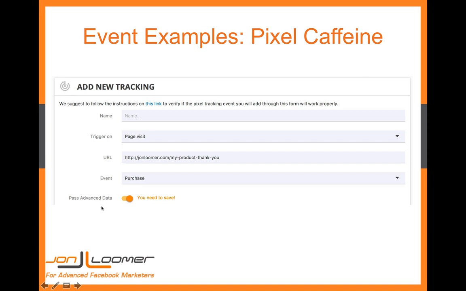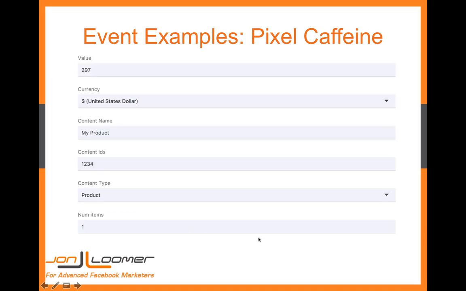You can then pass advanced data. If you click on that, you can tell Facebook, okay, it's also going to be a $297 value, the name of the product is this, the product ID is this, it is actually a product, and they bought one item. So that's instead of you going in. Understand, this isn't an automated thing like Shopify. But Pixel Caffeine at least prevents you from making errors in the variables and the parameters, and from having to go in and update the code yourself. You're basically just providing the information here, and then Pixel Caffeine will inject that information for you to create that event.